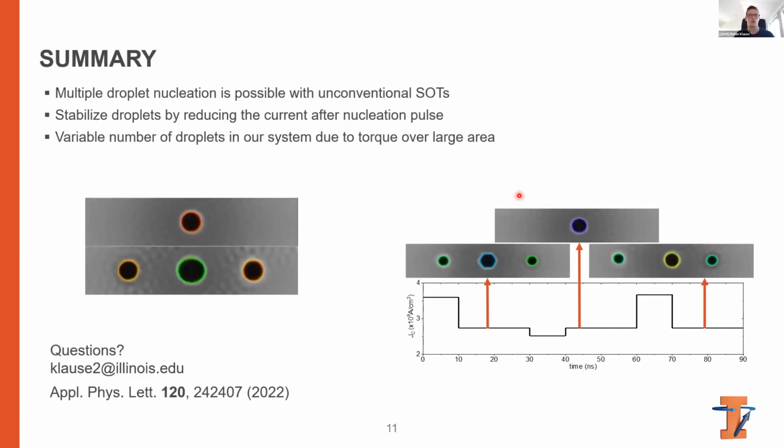So in summary, I've shown that we can nucleate multiple droplets with an unconventional spin orbit torque that has a Z component of the spin polarization. We can stabilize the droplets by reducing the current after a high and short nucleation current pulse. And we can vary the number of droplets in our system because we inject torques over the whole ferromagnetic layer region instead of just a small region at the center.